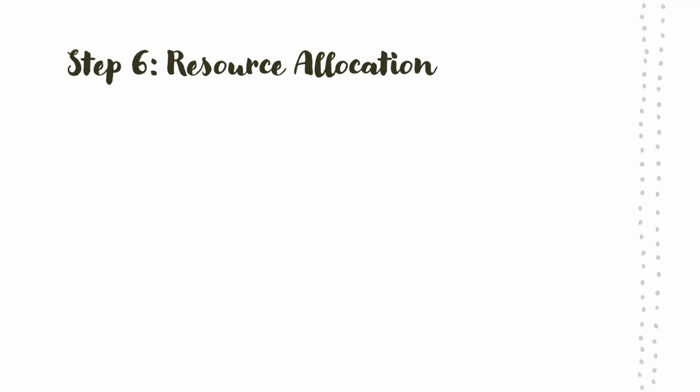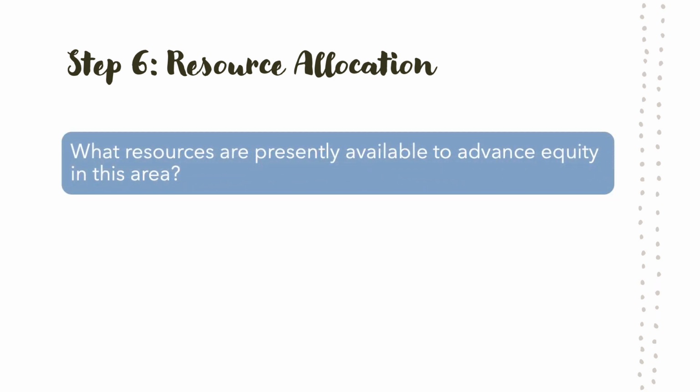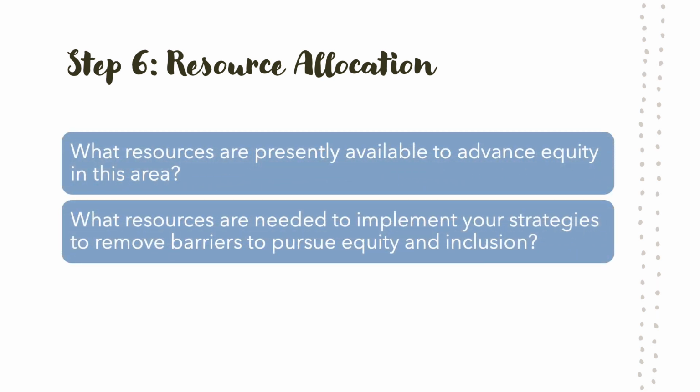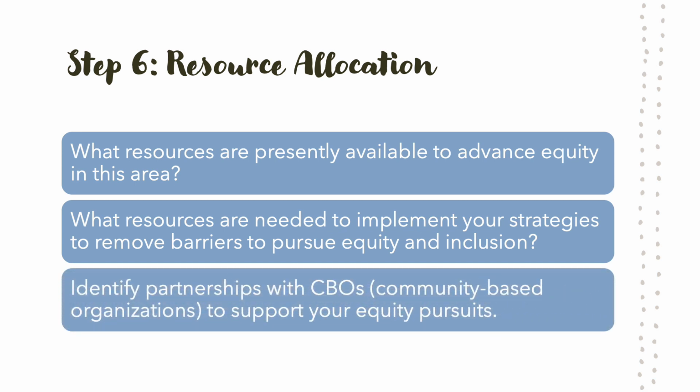Step 6, resource allocation. As you approach the topic of resource allocation, keep in mind these 3 questions before you list requests. What resources are presently available to advance equity in this area? What resources are needed to implement your strategies to remove barriers to pursue equity and inclusion? Identify partnerships with CBOs, which are community-based organizations, to support your equity pursuits.